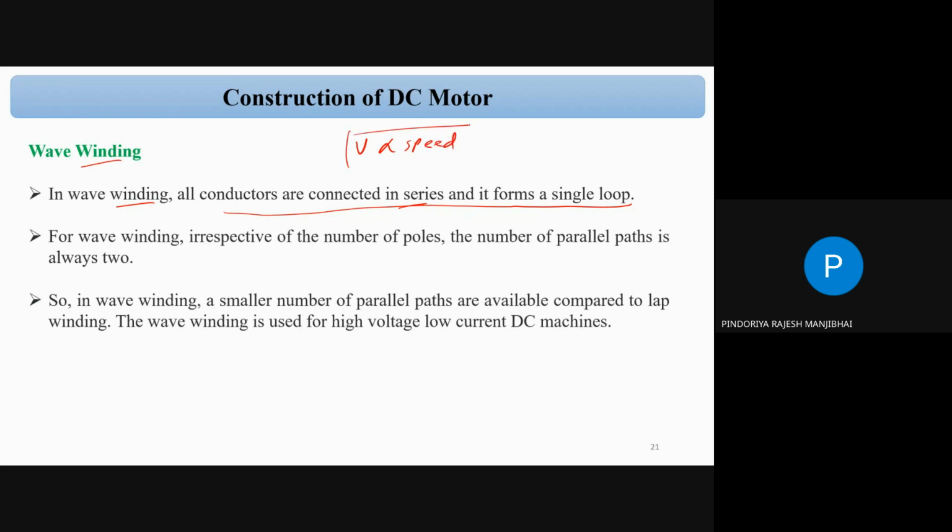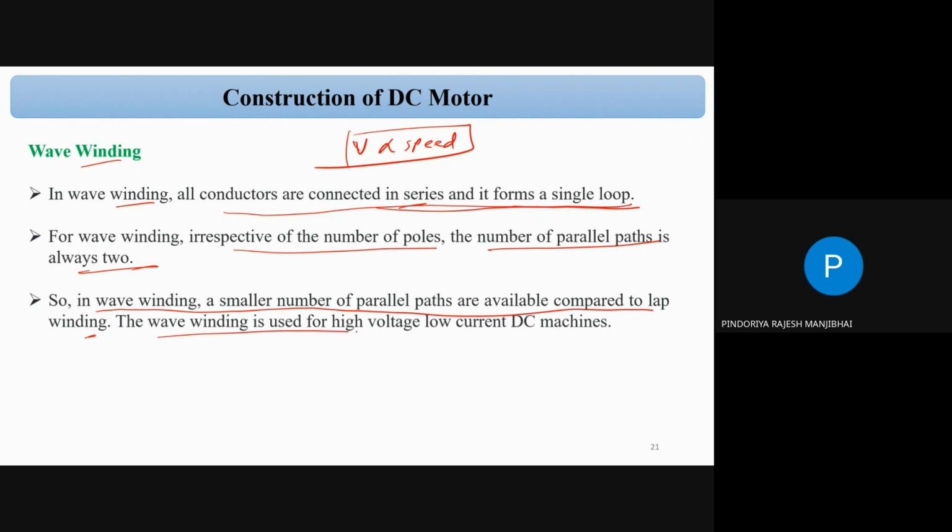Correct? Okay. And speed, suppose you want more speed, then we can say yes, it is a wave winding. In wave winding, all the conductors are connected in series and form a single loop. For wave winding, irrespective of the number of poles, the number of parallel paths is always 2. Yes, minimum we require 2. So in wave winding, a smaller number of parallel paths is available compared to lap winding.